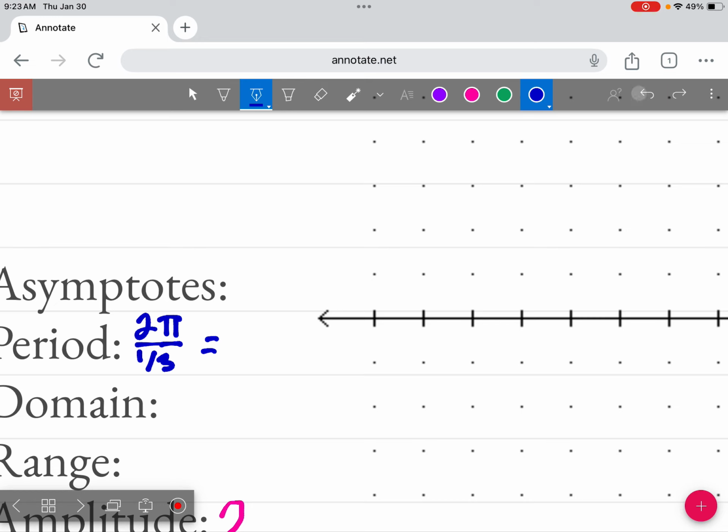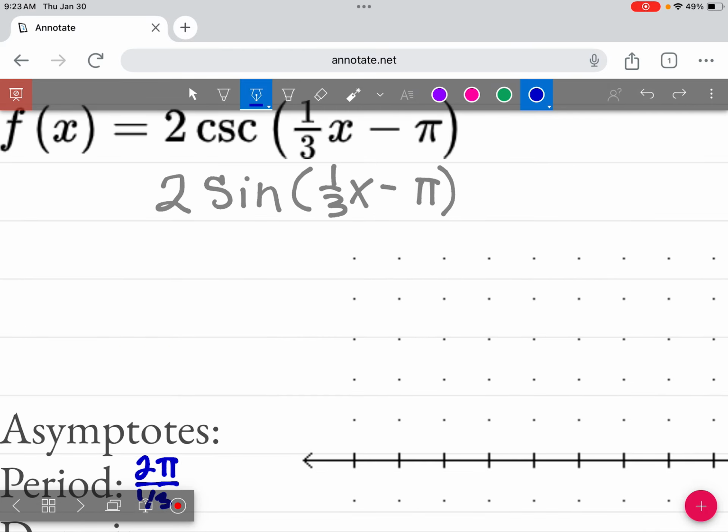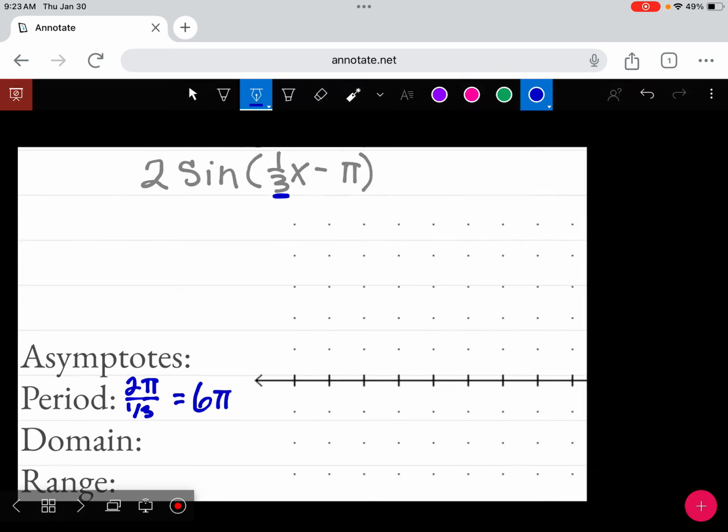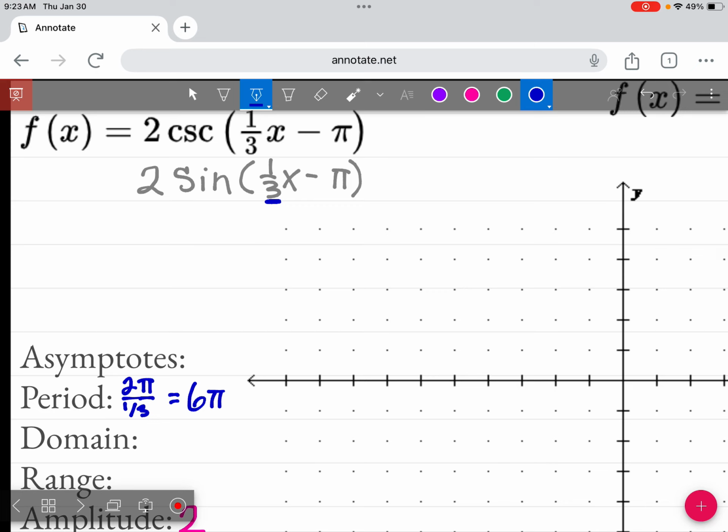Where did that come from? Okay, so it's 2 pi over b. 2 pi over 1/3 gives us 6 pi. So that means my sine, instead of going from 0 to 2 pi, it's going to go from wherever my endpoints are, from 0 to 6 pi. It's a lot stretched. You'll do a keep change flip. 2 pi times 3.